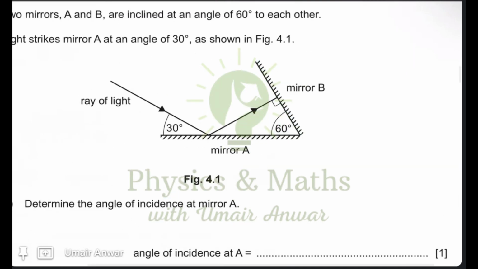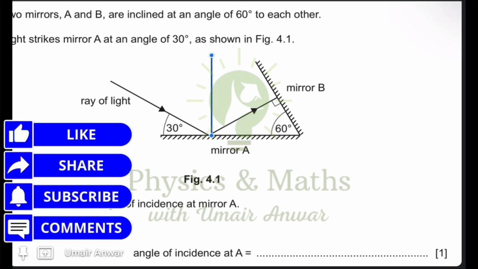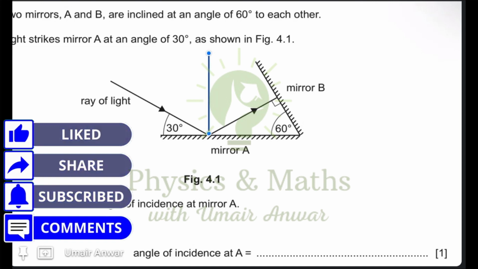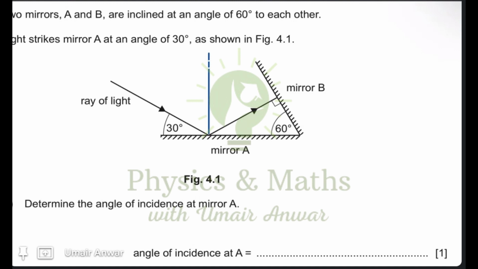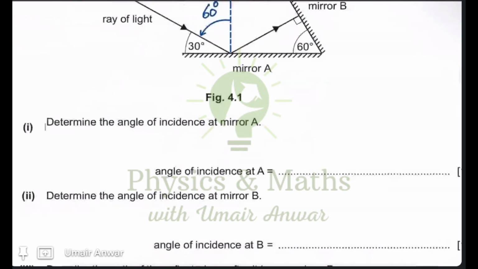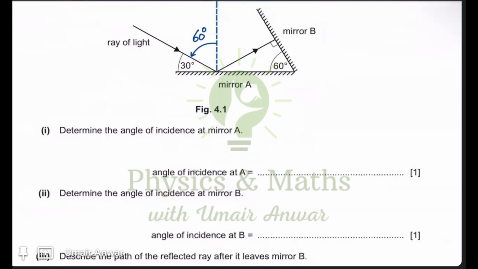Now, in the first part, we are required to determine the angle of incidence at mirror A. The angle of incidence would be measured using a normal, and normal is a line which is perpendicular to the surface at which the light is striking. So this is going to be the normal, and it is made as a dotted line. Secondly, we are going to measure this angle, the angle from the normal till the incident ray. Since we know that this total angle is 90 degrees, the angle here is going to be 90 minus 30 equal to 60 degrees. So the angle of incidence at A is going to be 60 degrees.